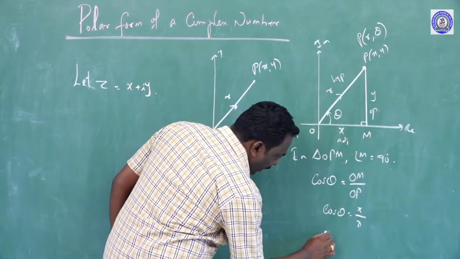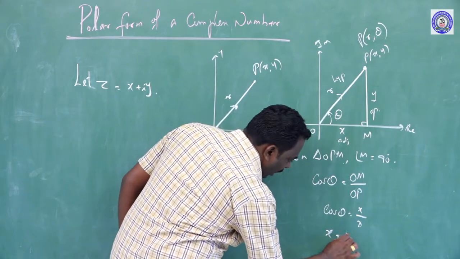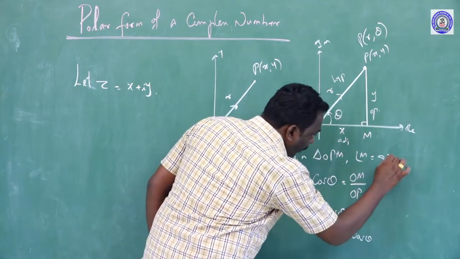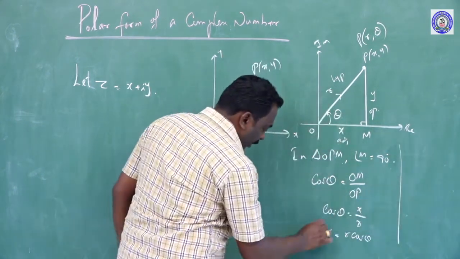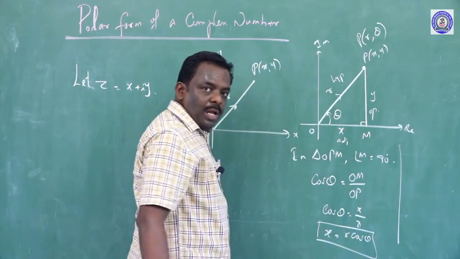Just transfer the value, x is equal to r into cos theta. Therefore, x is equal to r into cos theta.